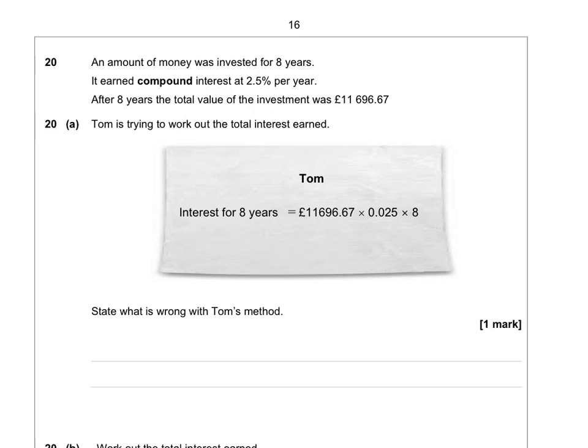There are a number of different factors incorrect with this method, one of which is that this isn't compound interest, he's attempting to work out simple interest. If it were any kind of attempt on compound interest, he would be multiplying by 1.025 and raising it to the power 8, not by 0.025 and multiplying by 8.